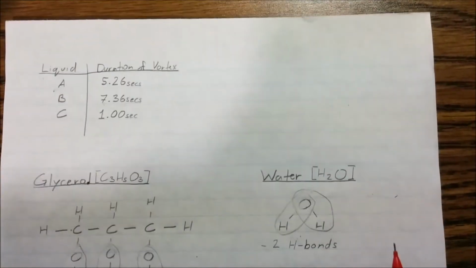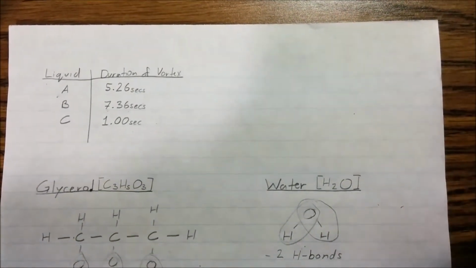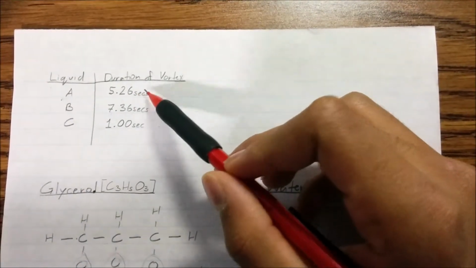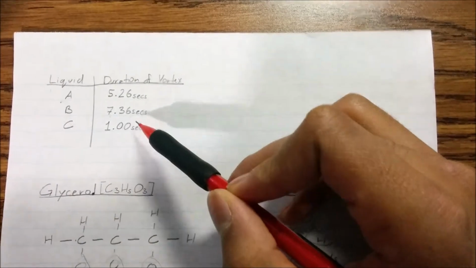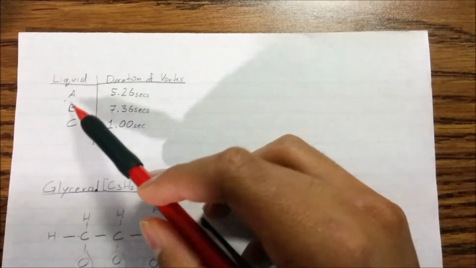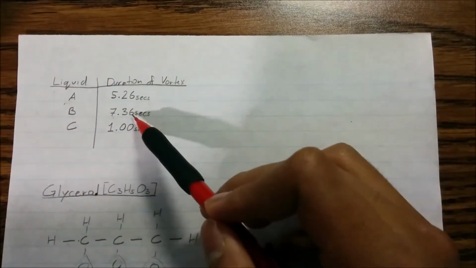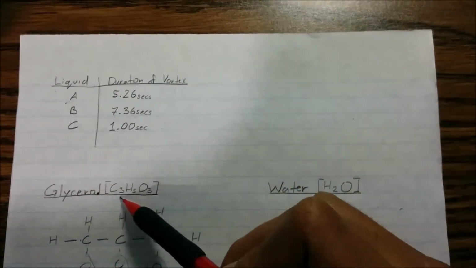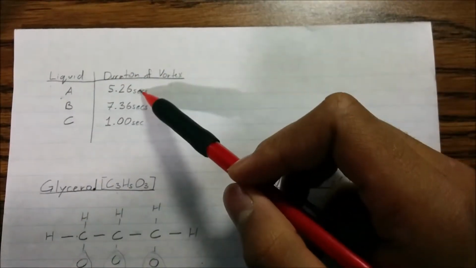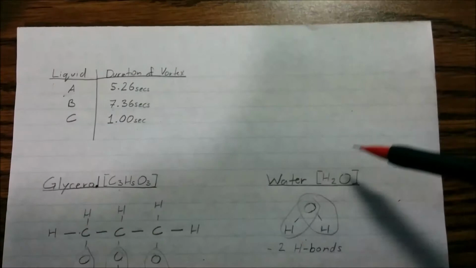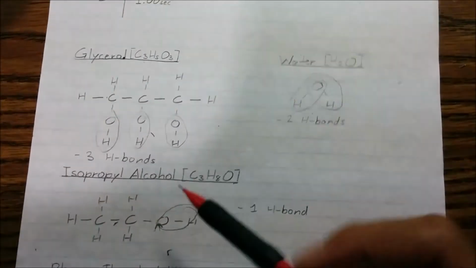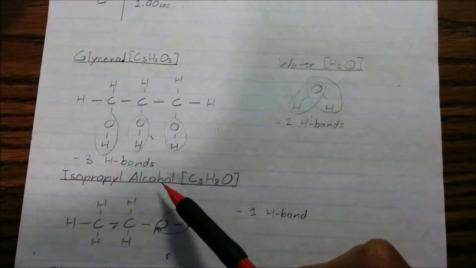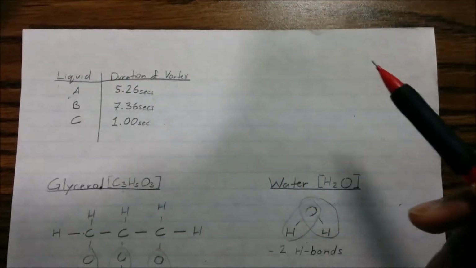But from this, we can easily assume that liquid A would be water, liquid B would be glycerol, and liquid C would be isopropyl alcohol, because liquid B has the longest duration, meaning it could correlate to glycerol. Liquid A would have the second longest duration, meaning it can correlate to water, and liquid C, having the least duration, could be identified as isopropyl alcohol. But this is not the case.